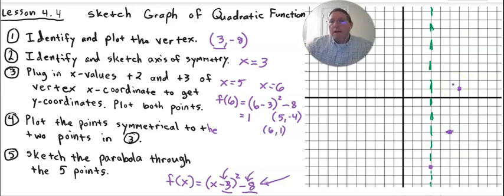So you can see right here, we've got a kind of a U shape going on, where we're going to go from here up through here, then we're going to go through here. Okay? It's a curved shape. Okay? Now, step 4 says plot the points that are symmetrical to the 2 points in 3.